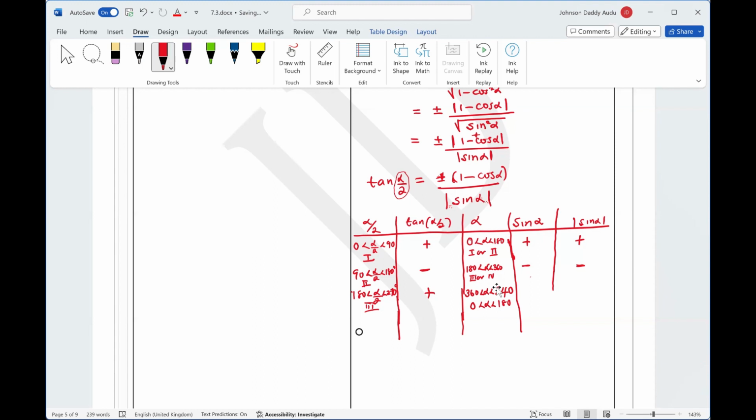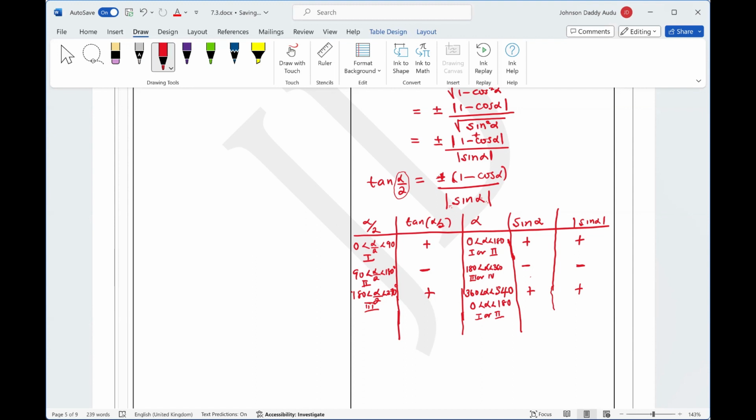So you can see that this is simply telling us 0 to 180 is either in the first or in the second quadrant. But in the first or the second quadrant, sine alpha is going to be positive, which means that the absolute value of this is going to be positive, right? So if tan alpha over 2 is positive and the absolute value of sine is also positive, it means the result is going to be positive.